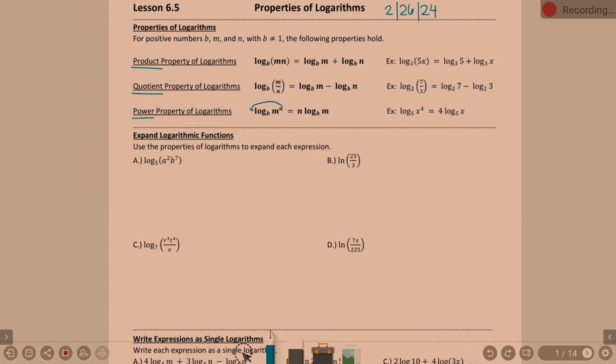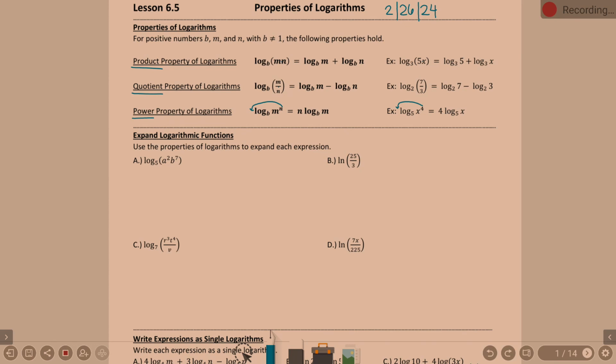You can also do this the other way, in that if you have a coefficient out in front of the log, you can move it up to the power. So for example, log base 5 of x to the 4th, that 4 is the power in the log. It can move out front, and so you have 4 times log base 5 of x.